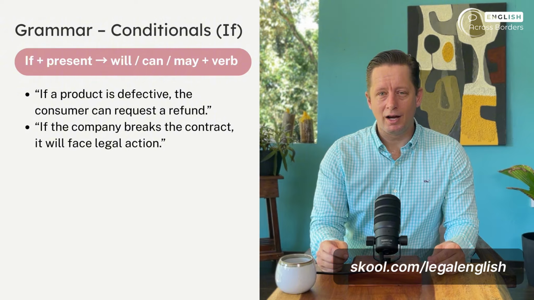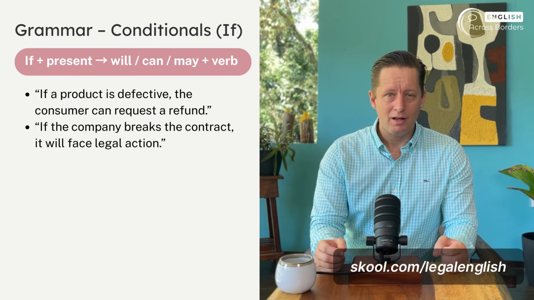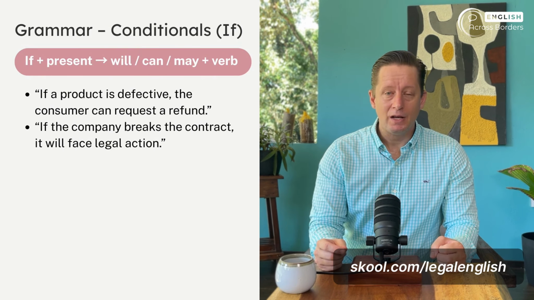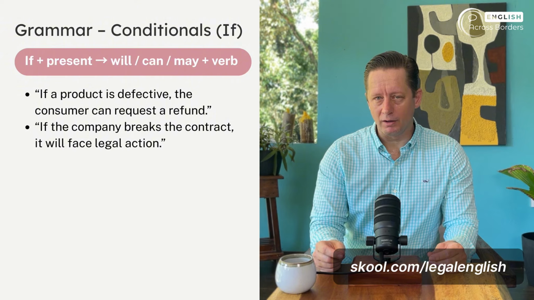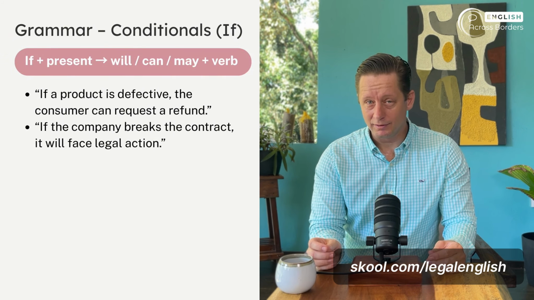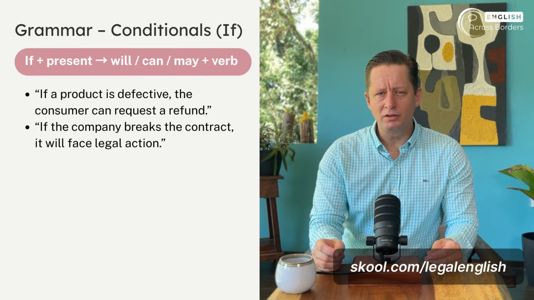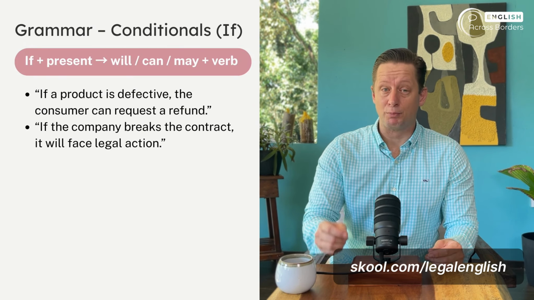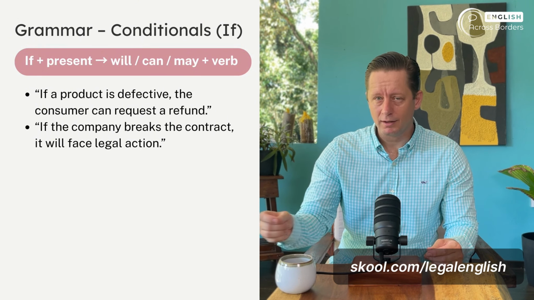Imagine a client asks, "What happens if my washing machine stops working after 1 month?" The lawyer replies, "If your product is defective, the company must repair or replace it." And compare normal advice: the company should replace the product. Conditional legal rule: if the product is defective, the company must replace it.